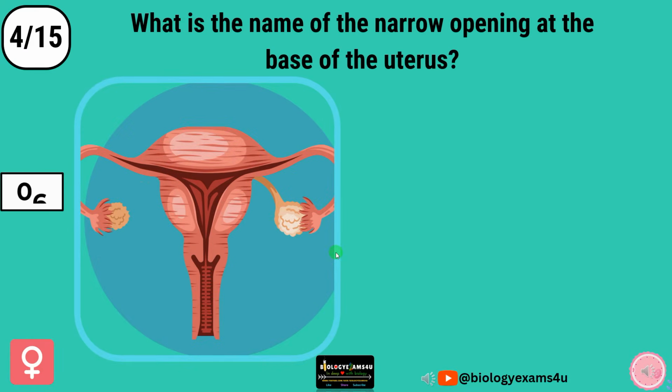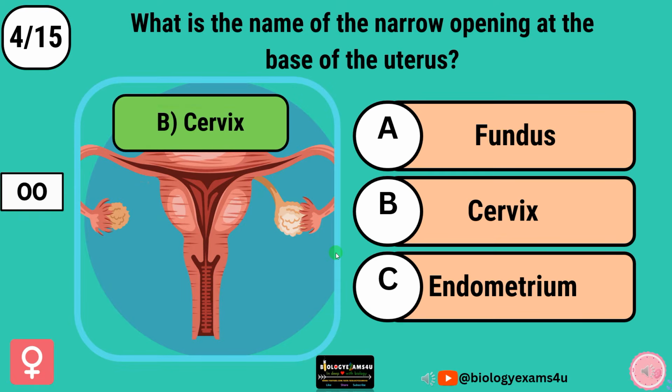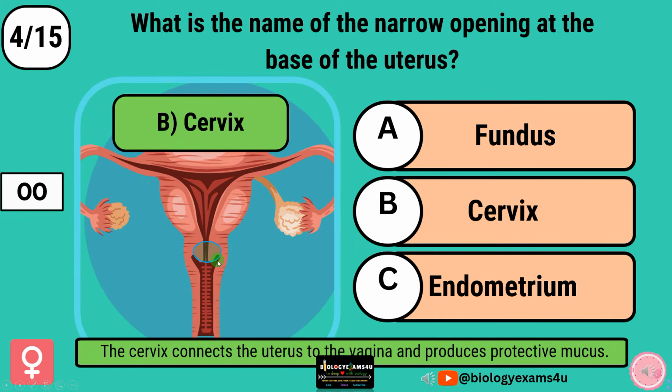What is the name of the narrow opening at the base of the uterus? Fundus, cervix, endometrium. It is called the cervix. So this is the cervix, the narrow opening at the base of the uterus. The cervix connects the uterus to the vagina and produces a protective mucus. The cervix dilates during childbirth, allowing the passage of the newborn to the vagina.